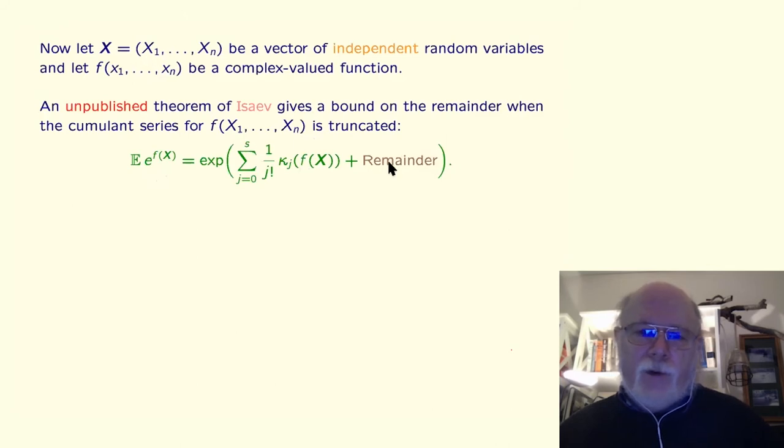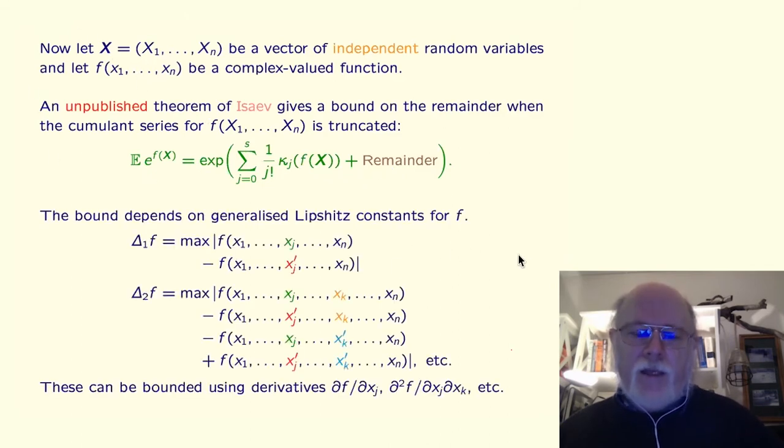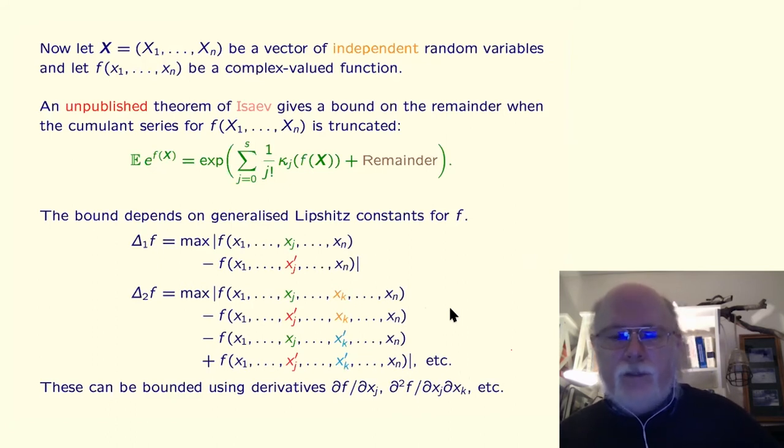But chop it off at some point, you've got some remainder, and the theorem of Isaev gives a bound on the remainder under some conditions. And the bound depends on things like we've seen before, these first and second and third and so on order Lipschitz constants. So delta 1 of f is the maximum the function changes when you change one variable, and then you've got this second order thing.